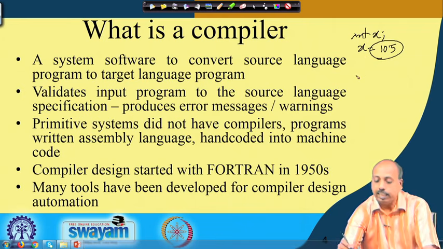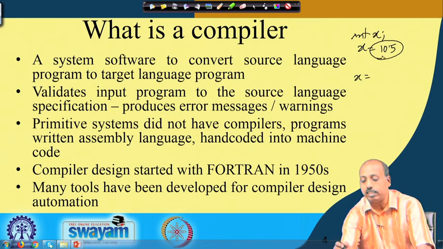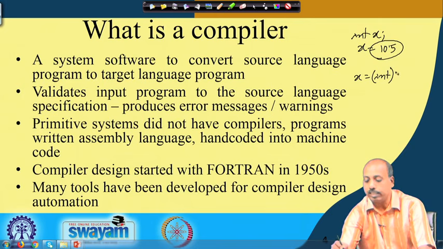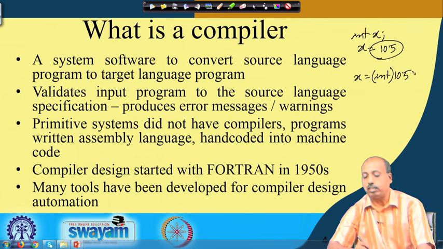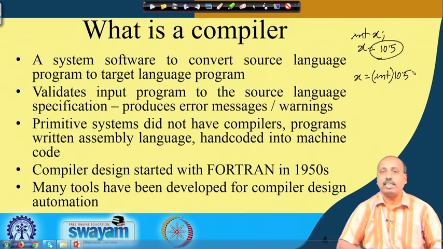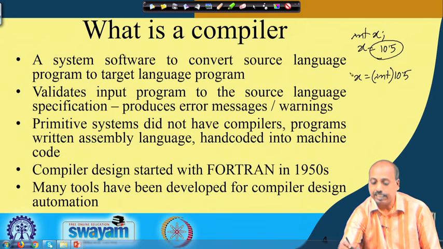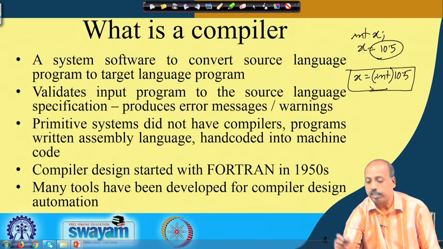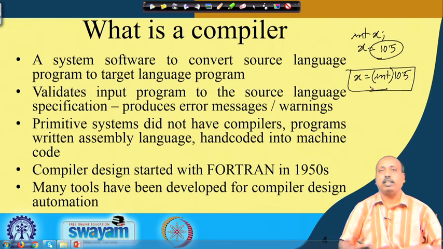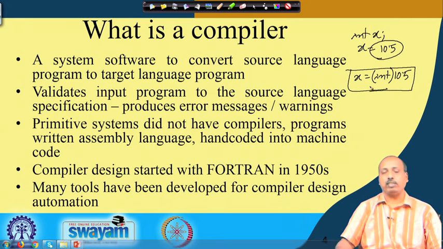Ideally, if I really want the integer part to be assigned, I should write it like this: int, the type casting has to be done, and then 10.5. In this case I am explicit. If I write like this, then the compiler knows that what the user wants is for the 10.5 value to be taken as an integer value and then assigned to x. There are well defined rules by which this transformation will be done. It will remove the fractional part, take the integer part only and assign it to x.